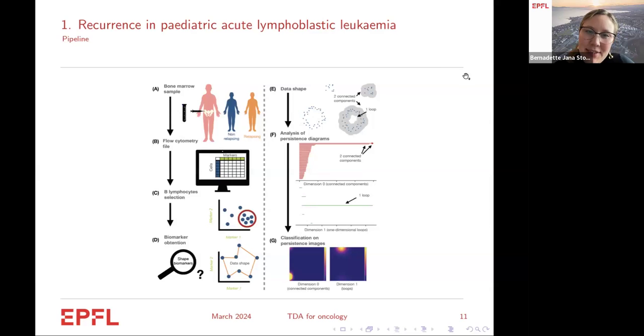So the pipeline that we were using was we had these patient samples of bone marrow, and the doctors then gave us the flow cytometry files of these. They pre-processed these by selecting the B lymphocytes, so the cells that were most relevant to the task, and then gave us this to find shape biomarkers that were relevant for predicting risk of relapse. What we then did is we applied Vietoris-Rips to these point clouds and focused mainly on dimension 0 and dimension 1 barcodes, and in some cases then also on persistence images for our results.